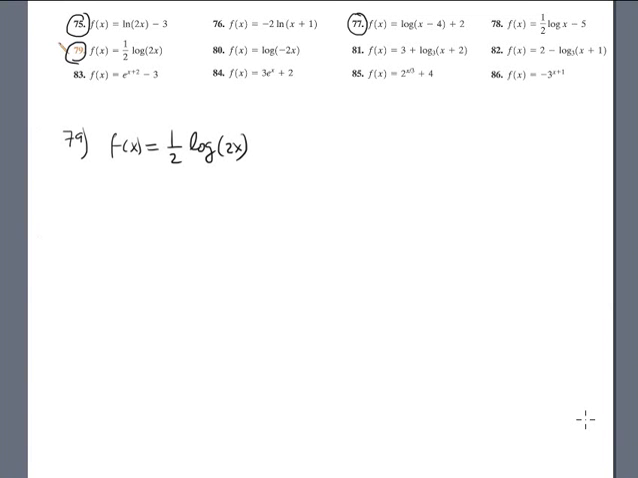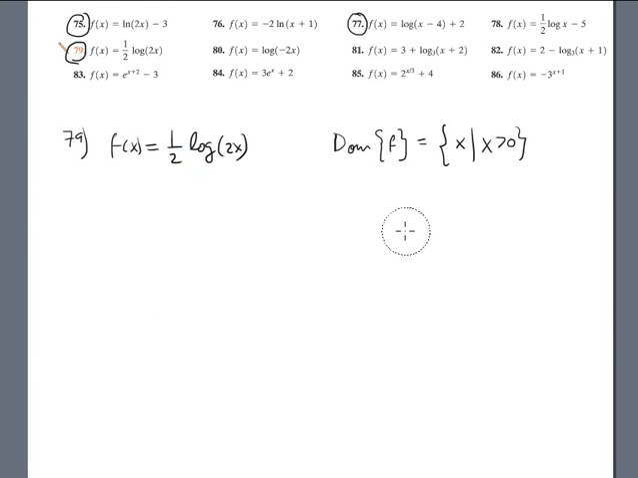Okay, let's continue the section homework for section 6.4, question 79. The domain of the function f is all real numbers such that x must be positive. Remember the expression 2x greater than 0, divided by 2, x greater than 0.